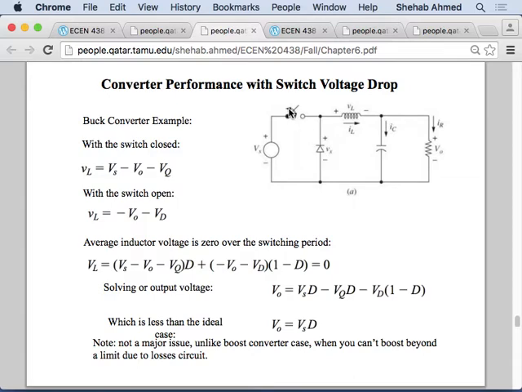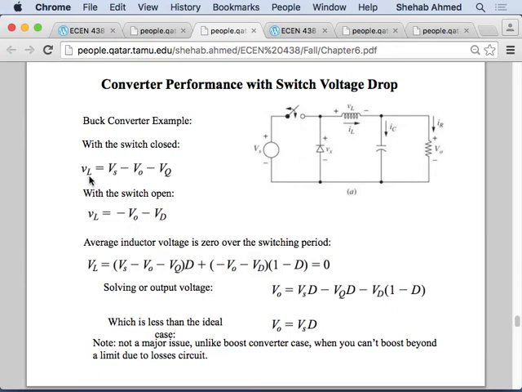So what's going to happen if you consider the voltage drop on the diode and the switch? Then they go through the same process. At the end, you have to find the voltage transfer ratio, right? They were looking at the voltage across the inductor when the switch is closed, voltage across the inductor when the switch is open, and then from these two, they were able to find the voltage transfer ratio, right? So they go through something similar here, but they consider the switch voltage drop, right?